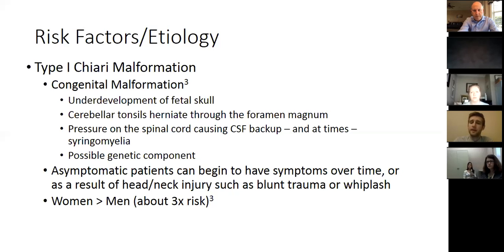Asymptomatic patients can begin to have symptoms over time, especially if they experience any sort of trauma. So maybe it was a fall where they hit their head, or they got involved in a car accident and had whiplash that moved them from being subclinical to clinical. And it is seen a lot more commonly in women than men. They have about 3 times the risk of being diagnosed with or developing Chiari malformation than men do.